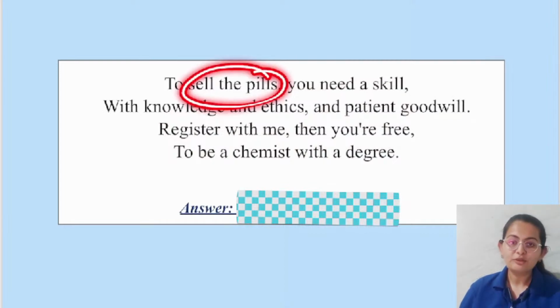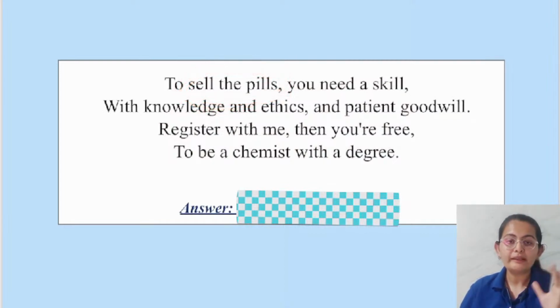To sell a pill, you need a skill. That means a common layman cannot sell a drug. A random person cannot sell a drug. You need a skill, and not just skill, but also a degree. Both are needed, but you should also be ethical. You are dealing with something very crucial, that is life. And goodwill and ethical practice are also important.